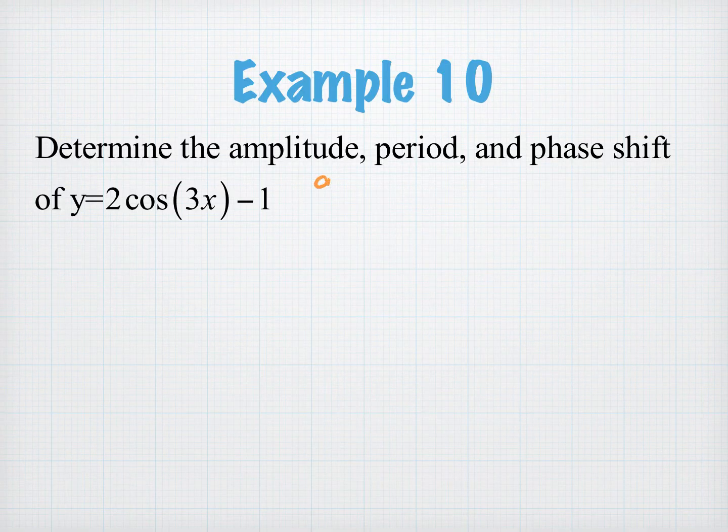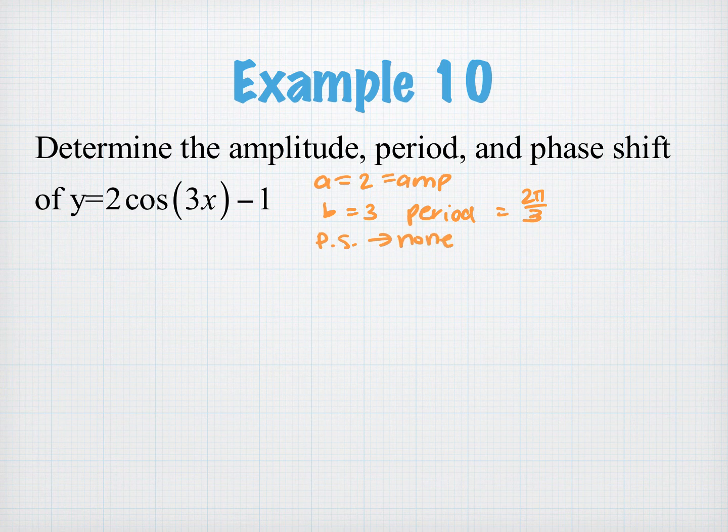So A is what? 2. 2, which is my amplitude. B, 3. So the period is 2 pi over 3. Is there a phase shift? No. There's nothing added or subtracted inside the parentheses. Is there a vertical shift? What is it? Down one.